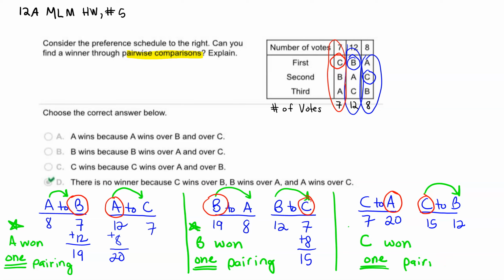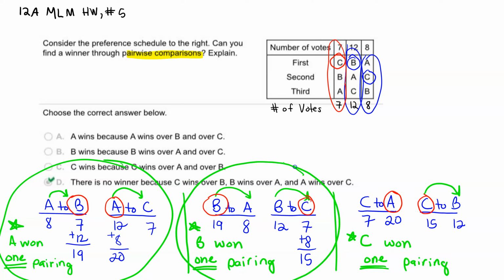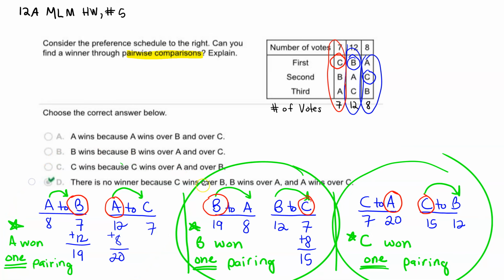So in this case, there's no clear winner by pairwise comparisons, because when I compared A to all the candidates, A won a single comparison, so half the comparisons. When I compared B to each candidate, B only won a single pairing. And when I compared C to the other candidates, C only won a single pairing. So they all tied. There was no clear winner here. So the answer choice is D.